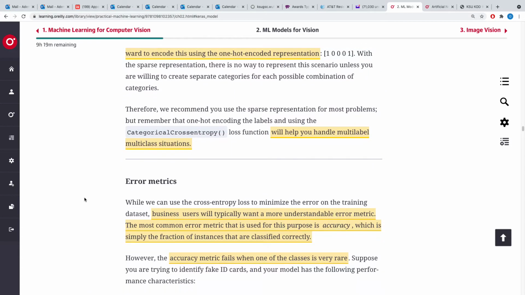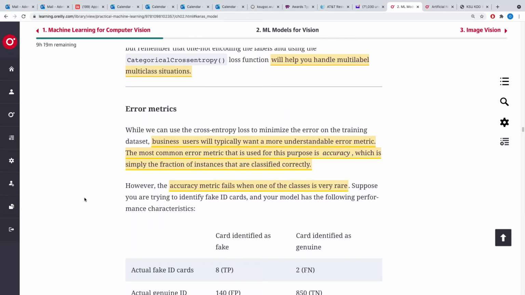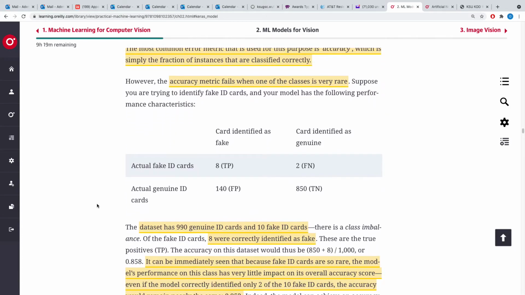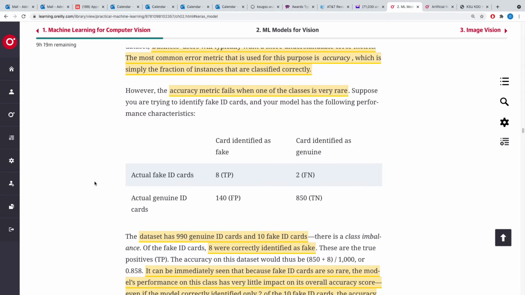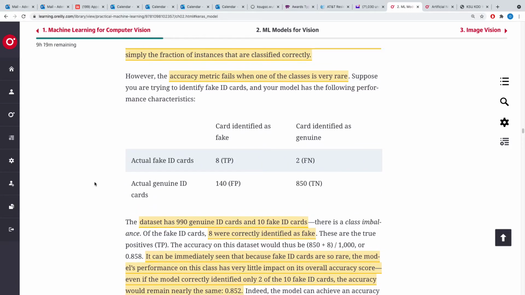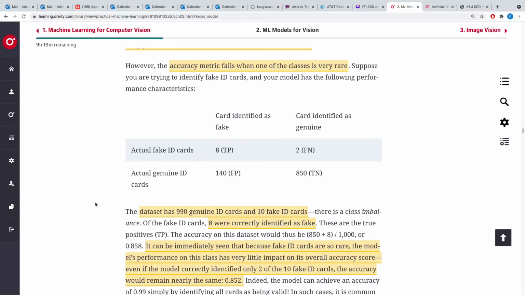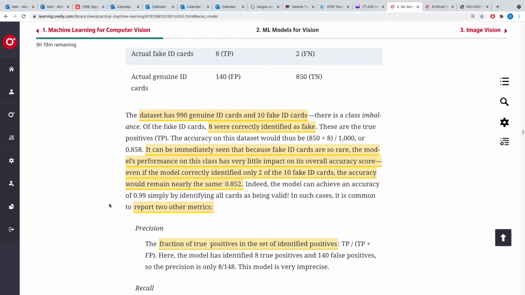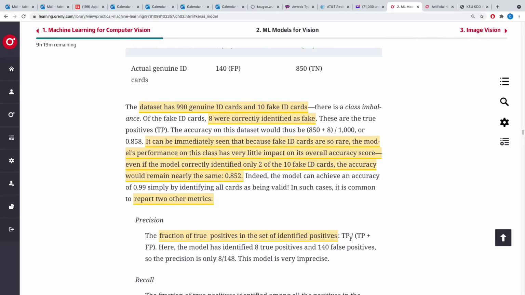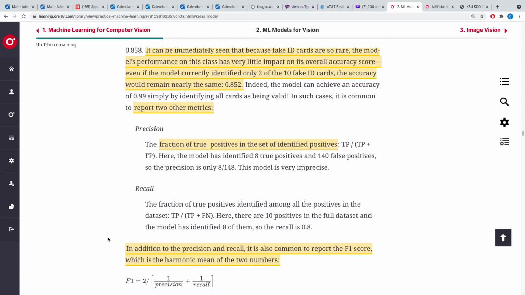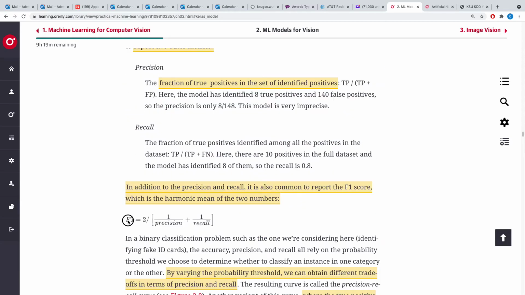All right, let's look at the error metrics. The error metrics that you normally use are accuracy, precision, and recall. You use accuracy if the data set is fairly balanced. But if the data set is not balanced, like in this case, then you want to go for precision, which is measured by true positive over true positive plus false positive, or recall, which has the false negative instead. Or you use the F1 score, which is the harmonic mean of the precision and recall.